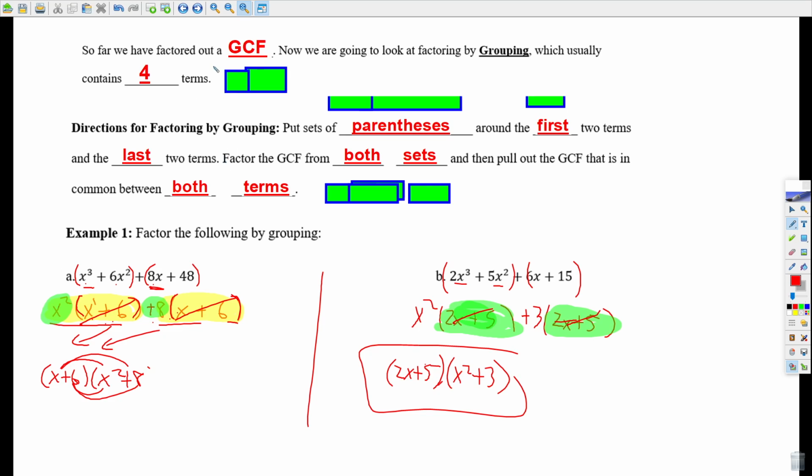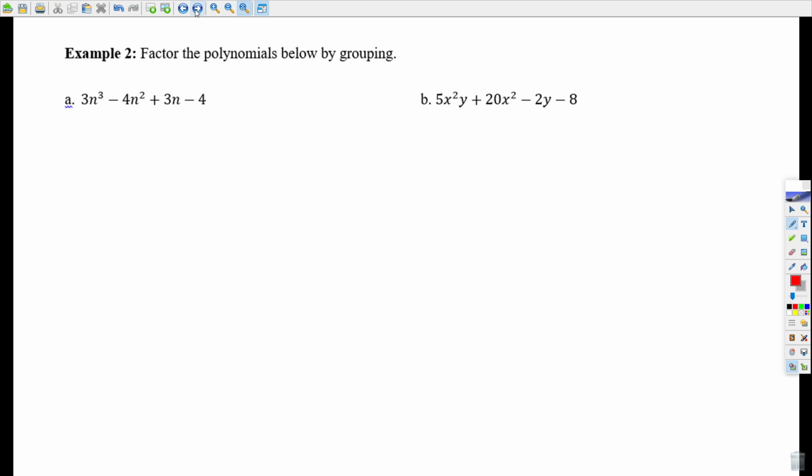Not too terrible, hopefully. I'm going to try 2 more, and then we'll go to our fourth type of factoring. Example 2, factor the polynomials below by grouping. All right, so let's do that. Put our 2 sets of parentheses on both of these here. Take out what's in common in the first one. Nothing goes into 3 and 4. However, we can take out an n squared. And we'd be left with 3n minus 4.